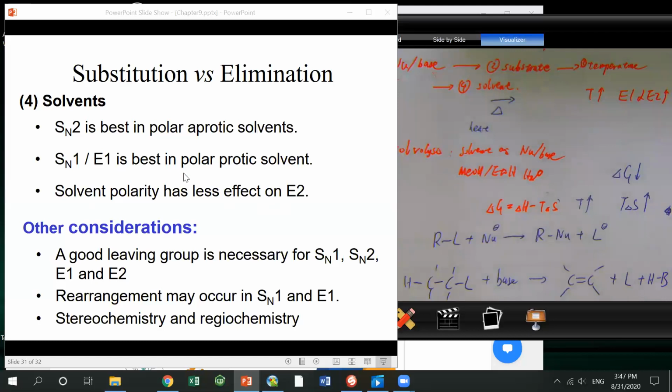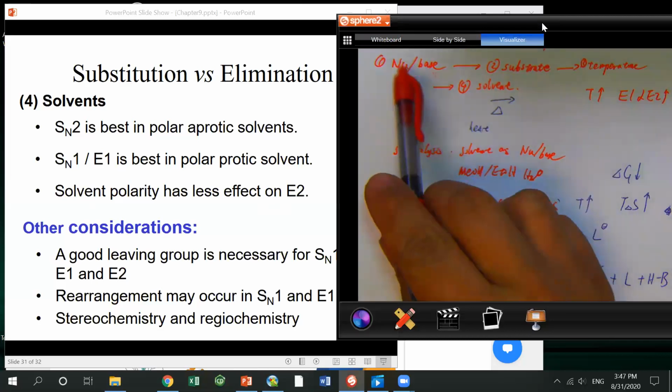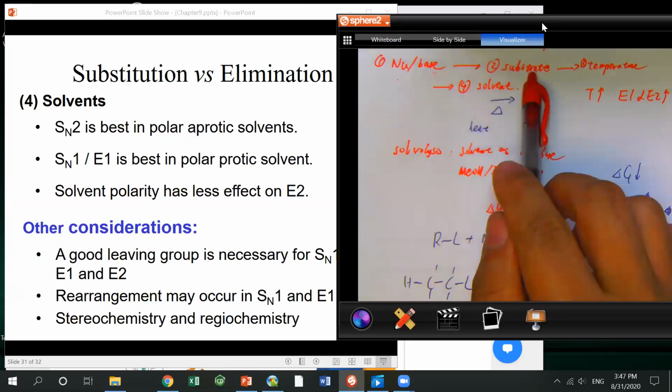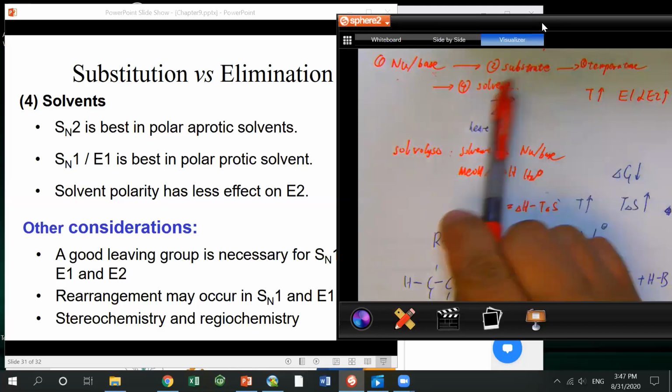So in this case, when I ask you to draw the product, you need to determine SN1, SN2, E1, or E2. Follow this order: first look at the substrate, then the nucleophile and base, and eventually look at the temperature and the solvent.